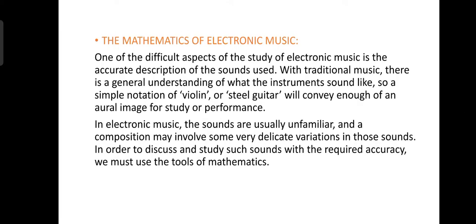The mathematics of electronic music. One of the different aspects of the study of electronic music is the accurate description of the sounds used, as with traditional music. There is a general understanding of what the instruments sound like, so a simple notation of violin or steel guitar will convey enough of an aural image for study or performance. In electronic music, the sounds are usually unfamiliar and a composition may involve some very delicate variations in those sounds. In order to discuss and study such sounds with the required accuracy, we must use the tools of mathematics.